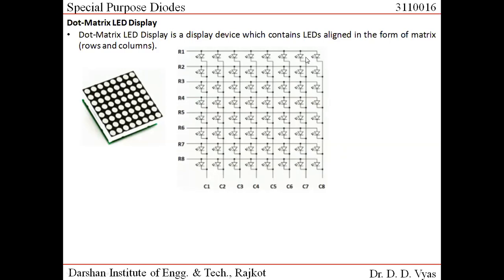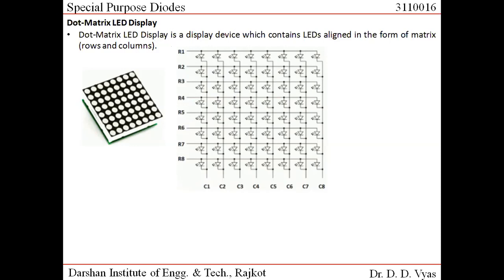LEDs in a particular row have their anodes shorted together, and LEDs in a particular column have their cathodes shorted together. So we can identify that LEDs are arranged in terms of rows and columns, and each LED in this matrix has a unique identification in terms of its row number and column number.